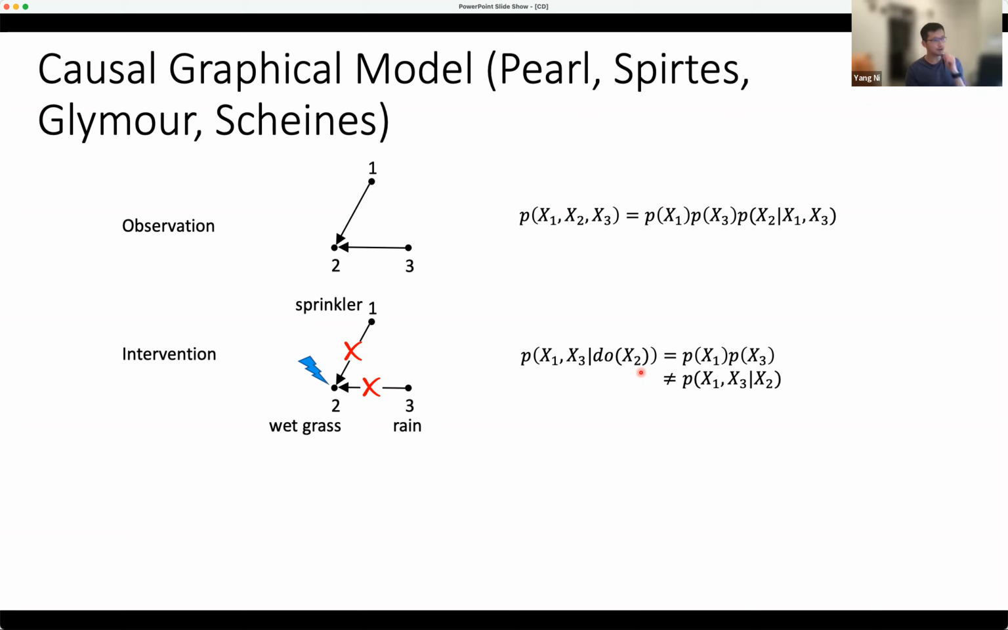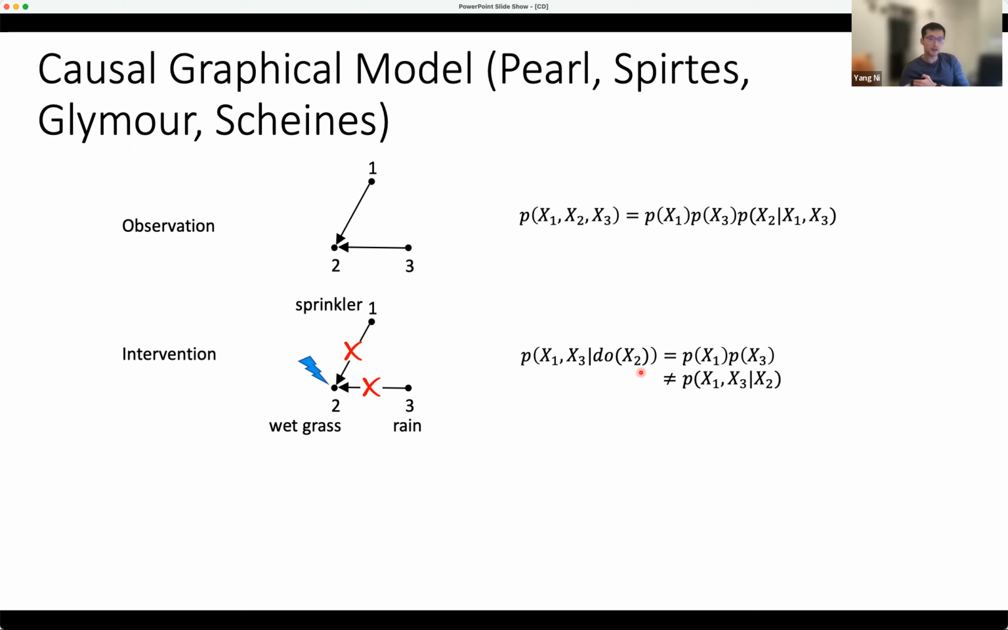In this case, if I observe that the grass was wet at the end of the day, then knowing that the sprinkler wasn't turned on during the day obviously increases the probability that it has been raining during the day, because one of the two causes has to explain the fact that the grass was wet. So conditioned on X2, X1, X3 become dependent, although marginally they appear to be independent of each other by design.